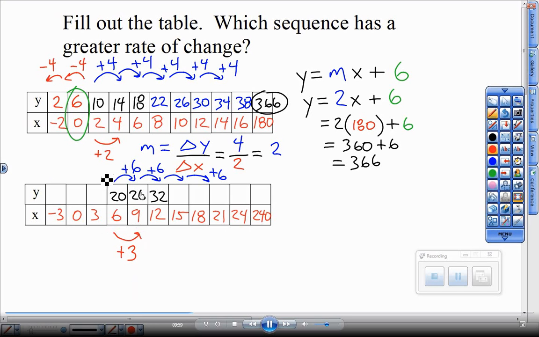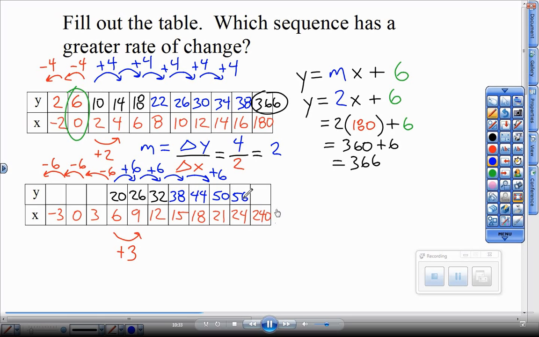You'll have calculators. You'll be able to check your arithmetic. I'll help you today. 20 minus 6, minus 6, minus 6. Don't miss these because of your arithmetic. 32 plus 6 is going to give me 38. 38 plus that 6 is going to give me 44. 44 plus that 6 is going to give me 50. 50 plus that 6 is going to give me 56.